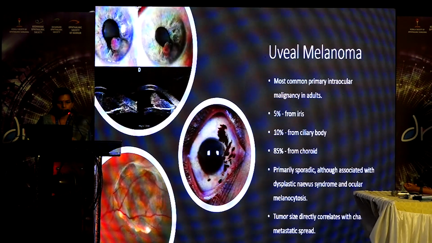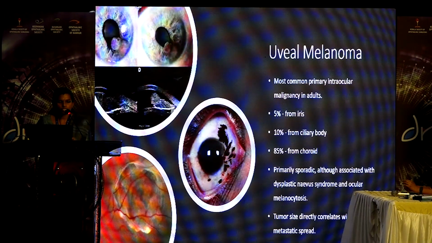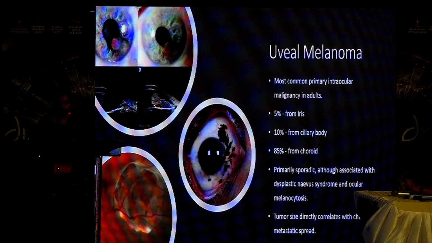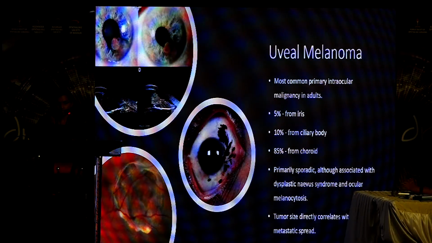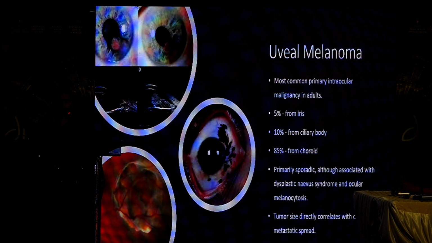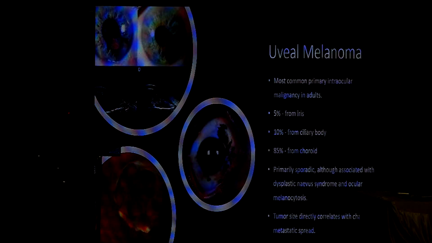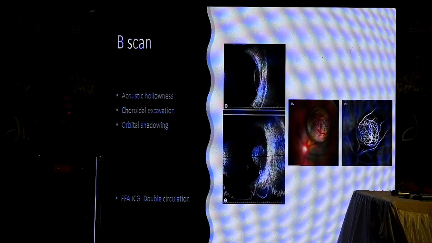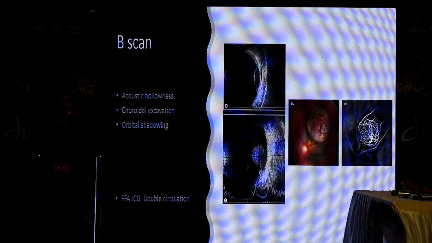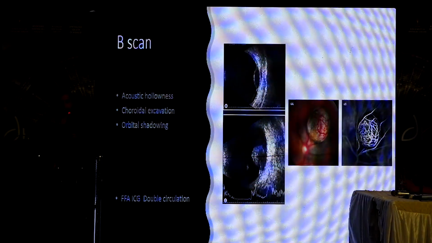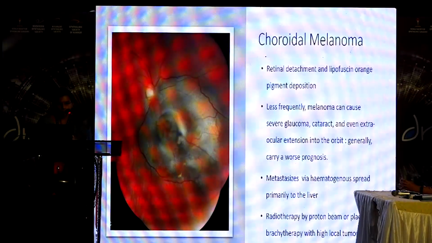Now coming to choroidal melanoma, it's the most common primary intraocular malignancy in adults, and 85% present from the choroid, and primarily it's sporadic, but it can be associated with dysplastic nevus syndrome. And the most important thing is that tumor size directly correlates with the chance of metastatic spread, so early detection is very important in a case of melanoma. In the B-scan, the characteristic findings are acoustic hollowness, choroidal excavation and orbital shadowing. And in FA/ICG, we can see the double circulation.